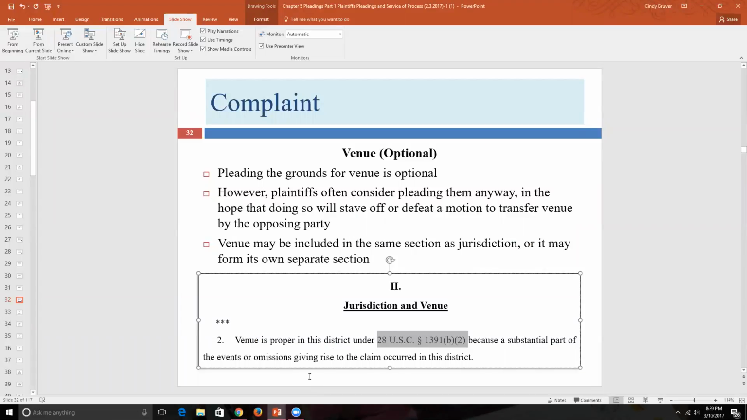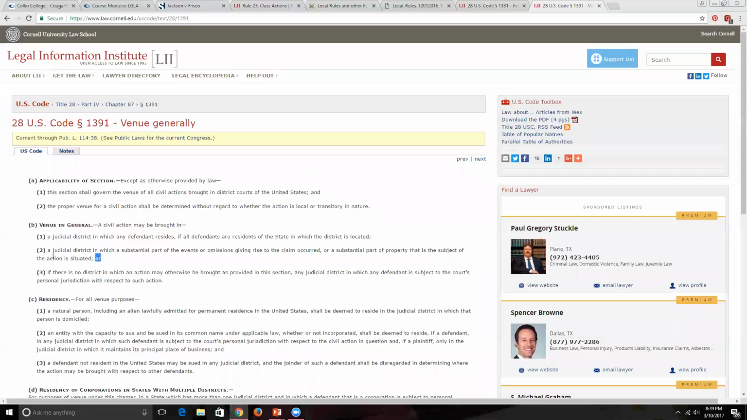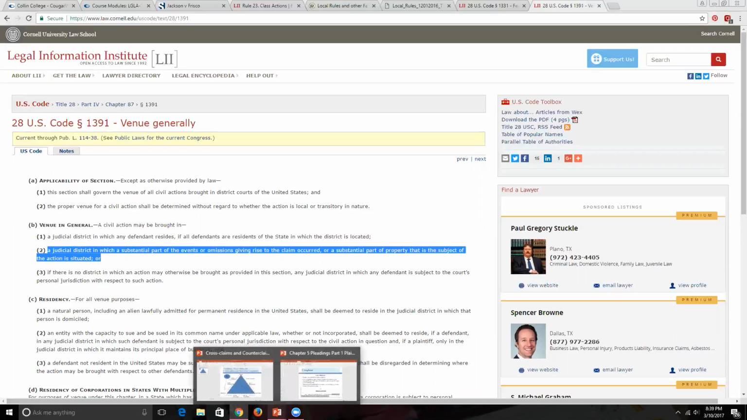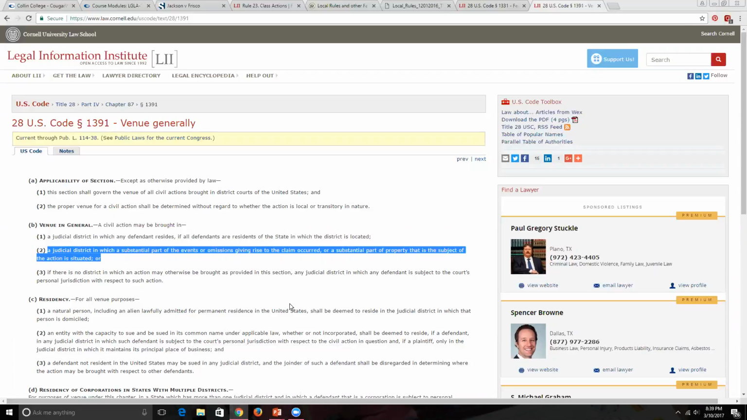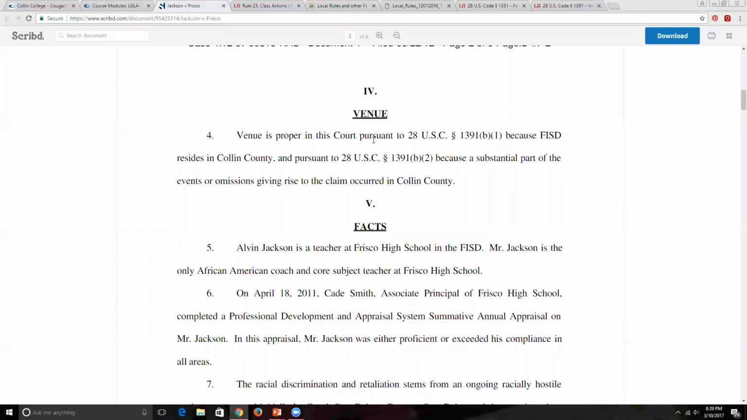And they are saying that it's that second basis, a substantial part of the events or omissions giving rise to the claim occurred in this district. So they are saying it's number 2. And you can see they basically just cited the statute. People don't get creative here. There's no need to reinvent the wheel. People just cut and paste from the statute. It's easier and it puts you at less risk because if you're actually using language in the statute, you can't possibly get it wrong. Let's look at the Jackson lawsuit here to see the venue facts.